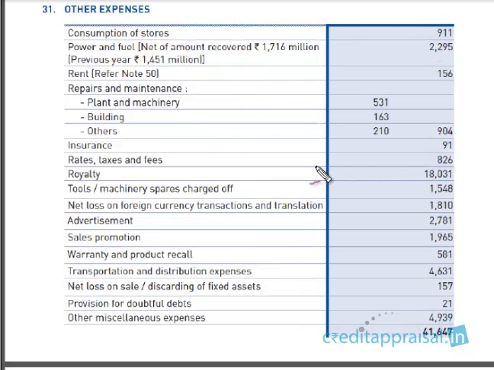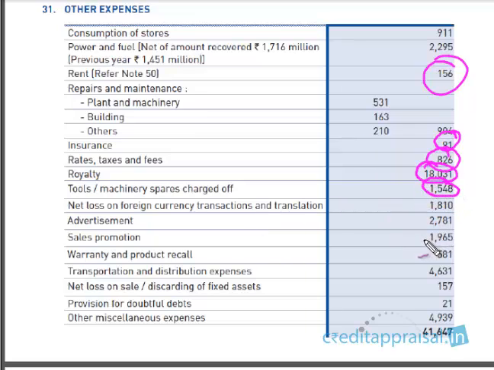So what are the items we are going to classify under other manufacturing expenses? We are going to classify rent, insurance, rates and taxes, royalty. That's it. Usually we would have classified transportation also, but since it's transportation and distribution, let us leave it. And let us also take tools and machinery parts charged off.